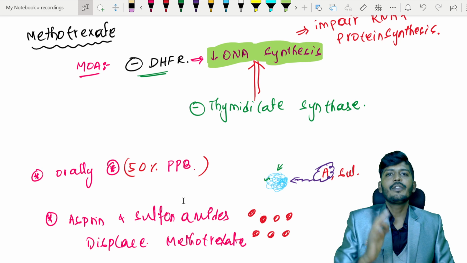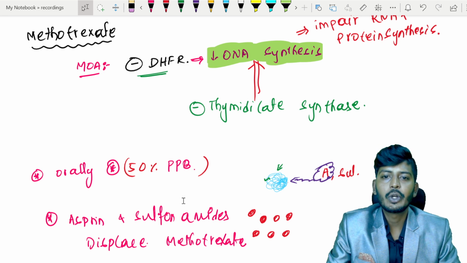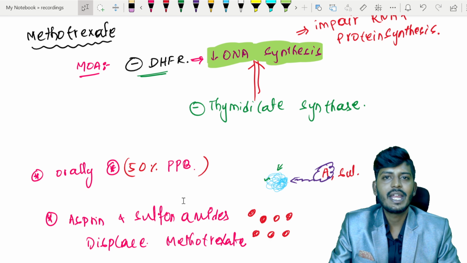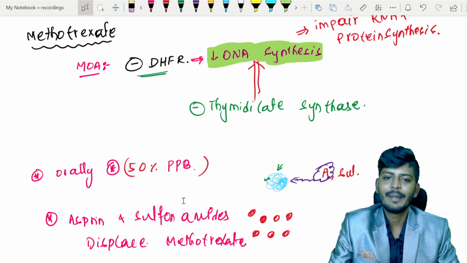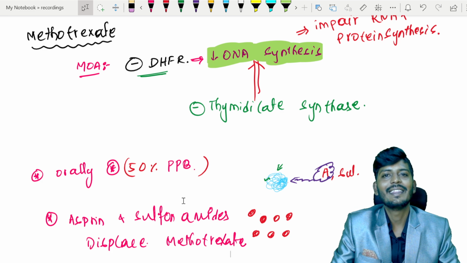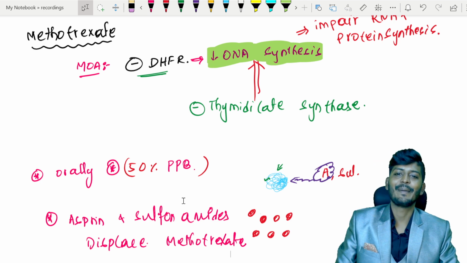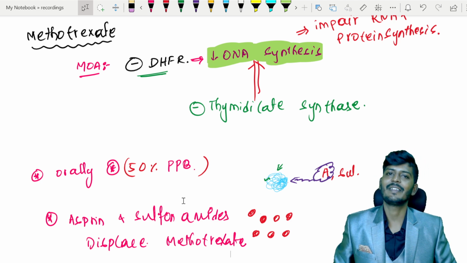All of the following are true about methotrexate except: option A, DHFR inhibitor; thymidylate synthase inhibitor; it can be absorbed orally; or it has higher plasma protein binding than sulfonamides. So the answer is going to be the last option. All of the following are true except. Okay. So please remember this type of question. Very, very important ones.